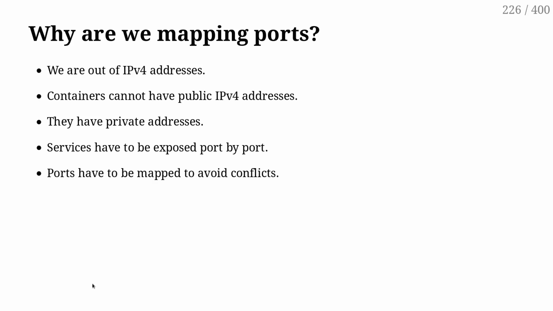So why are we mapping ports? If Docker had been a thing like maybe 15 years ago, we probably would have been able to get a whole class C network for each machine, like a /24, 256 addresses. And so each container would have its own public IP address. But unfortunately, we are completely out of IPv4 addresses, so that's not even an option. So we have only one IP address for our EC2 instance, and we have to use it preciously. So instead, we are putting the containers on an internal private network, and we are mapping ports.